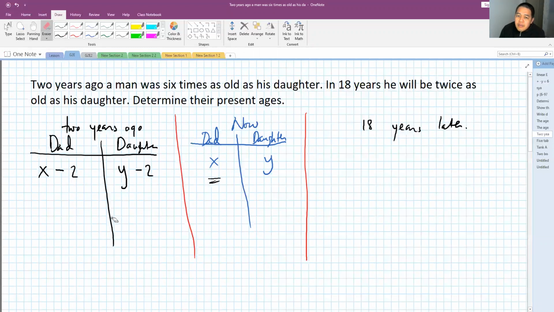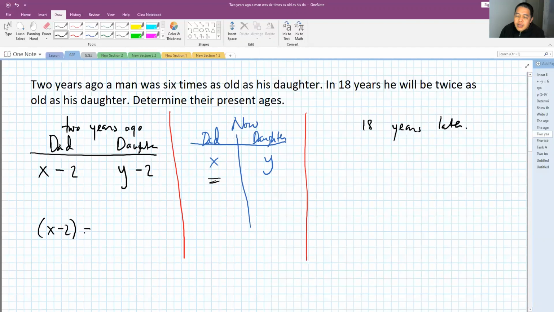I think the important thing here is we try to be able to translate these words into a mathematical equation. So from the first one, we know that 2 years ago, the age of the father equals 6 times the age of the daughter. So that means x minus 2 equals 6 times y minus 2. So basically what we have now is an equation that has 2 unknowns. We don't know x and y at the moment, and mathematically we can't solve this one.